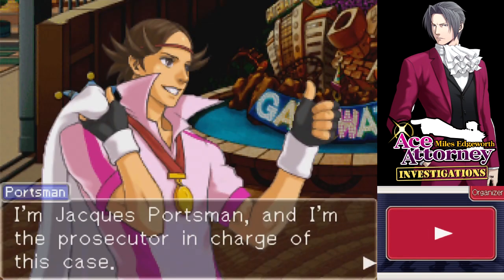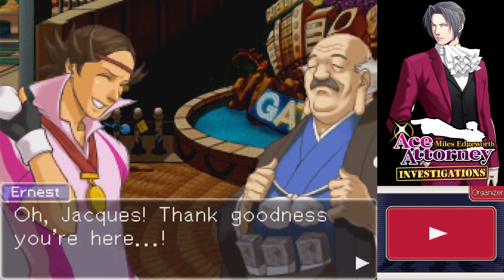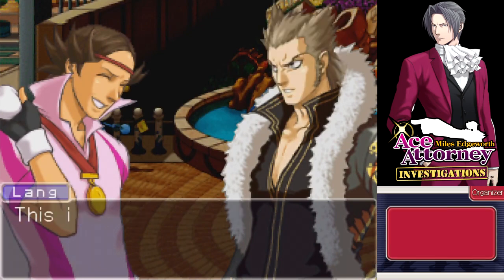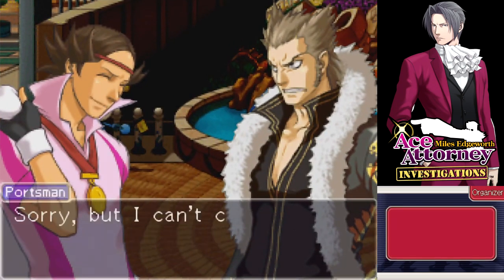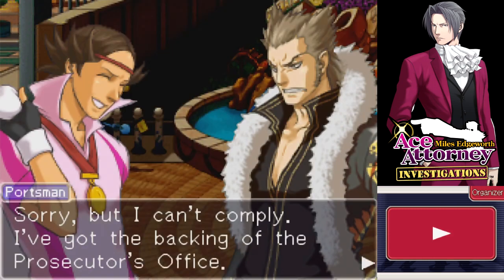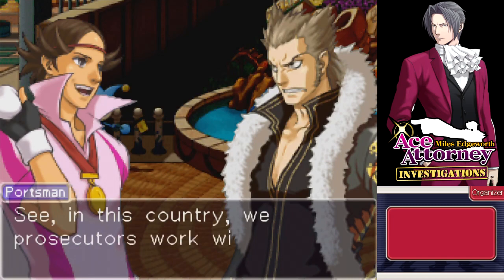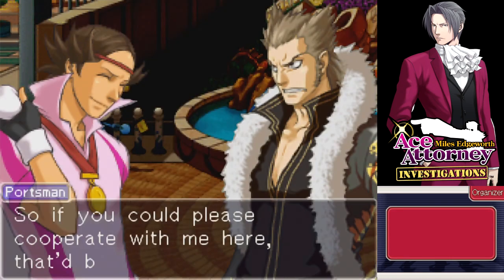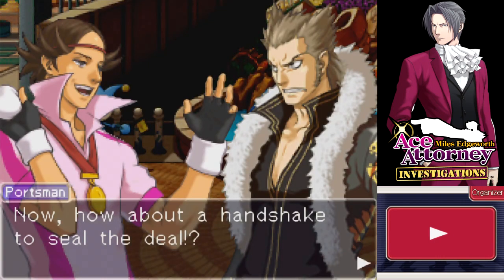I'm Jacques Sportsman, and I'm the prosecutor in charge of this case. Oh, Zach, thank goodness you're here. Don't jerk me around. This is an Interpol case, so keep your paws off of my suspect. Sorry, but I simply can't comply. I've got the backing of the prosecutor's office. See, in this country, we prosecutors work with the police to bring cases to court. So if you could please cooperate with me, that'd be great. Now, how about a handshake to seal the deal?